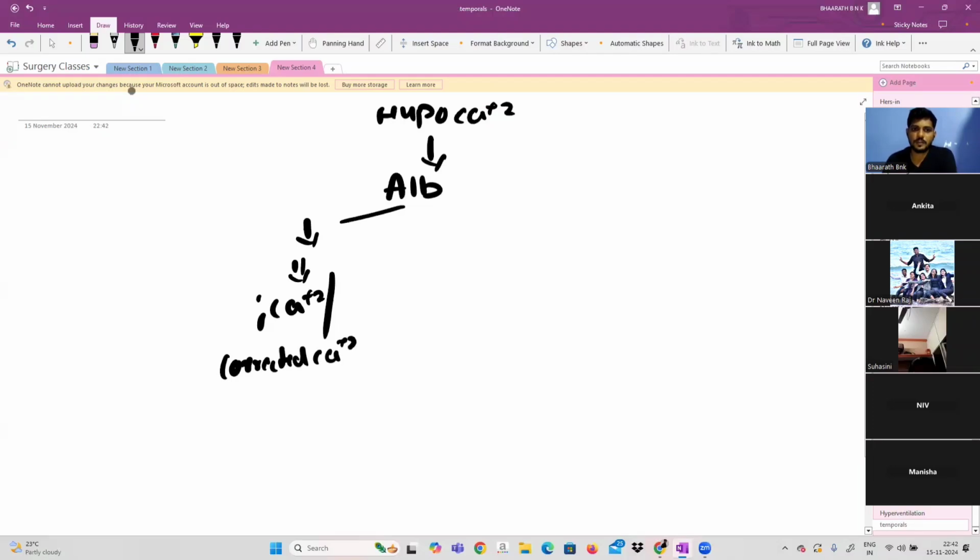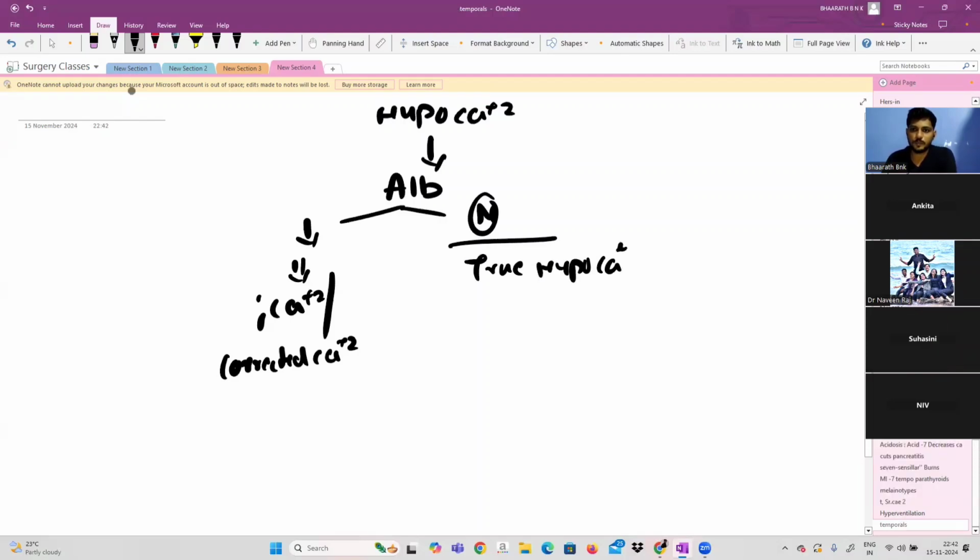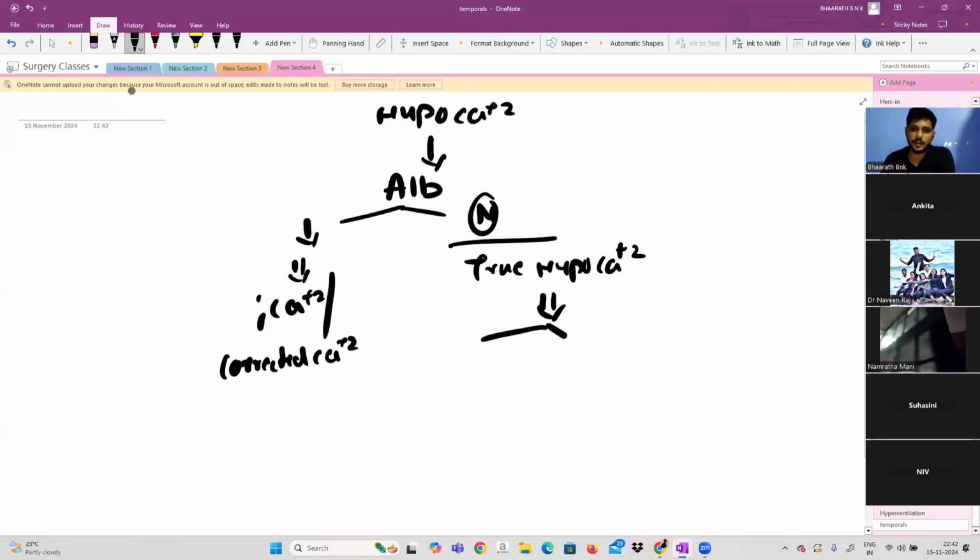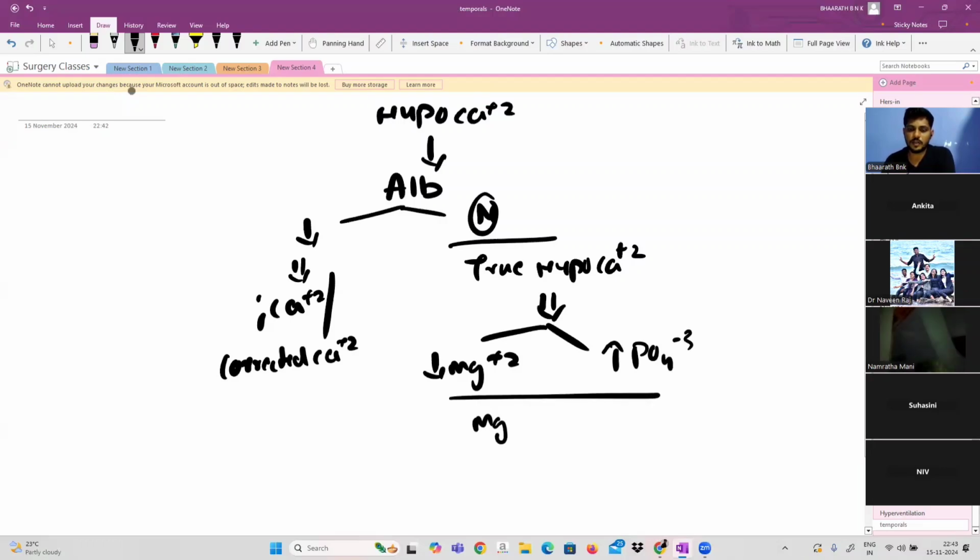Now, if the albumin levels are normal, it would be a true hypocalcemia. When it is true hypocalcemia, this true hypocalcemia may be because of either reduced magnesium or because of increased phosphate, right? So the next thing you should check for is magnesium and phosphate levels.